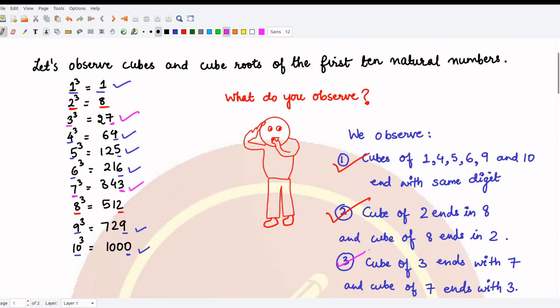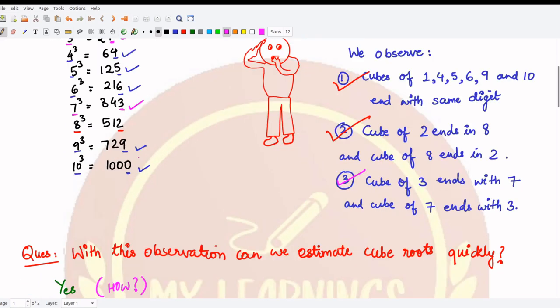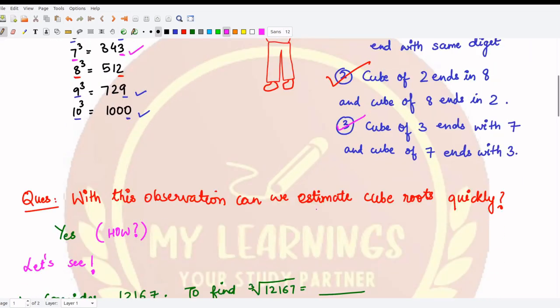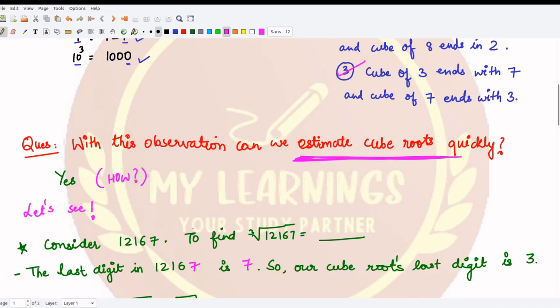So if you want to calculate the cube root of any such number, what would be the last digit here? Using this fact, I have a rule for you. With this observation, can we estimate the cube roots quickly for some of the digits? Yes, we can do so. How can we do so? Let's have a look here.